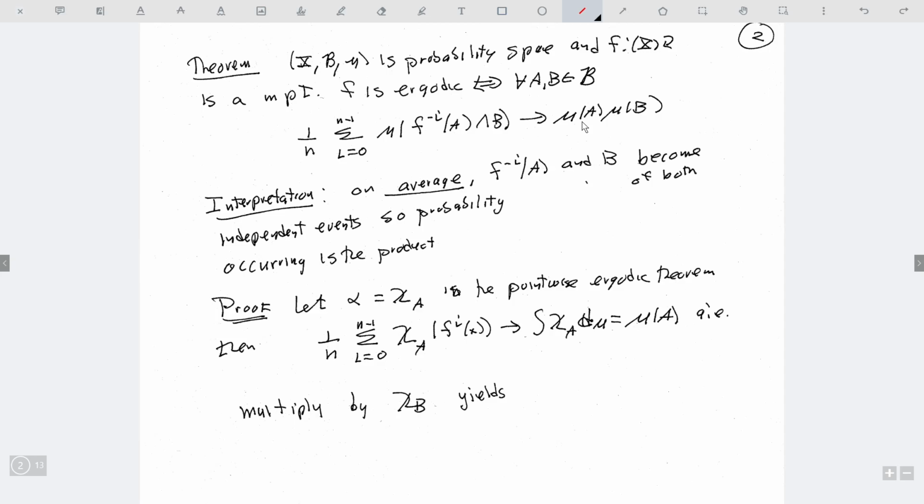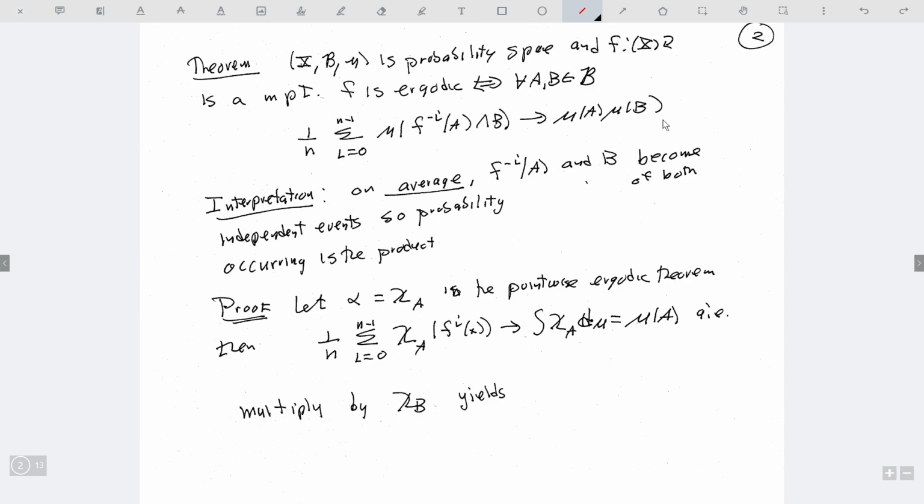So when you have two events, if their probability is the product, it means they're independent events. So this is saying that eventually, or on average, the two of these, f to the minus i of A and B, meaning this simultaneous occurrence of these two events, converges on average to the product.